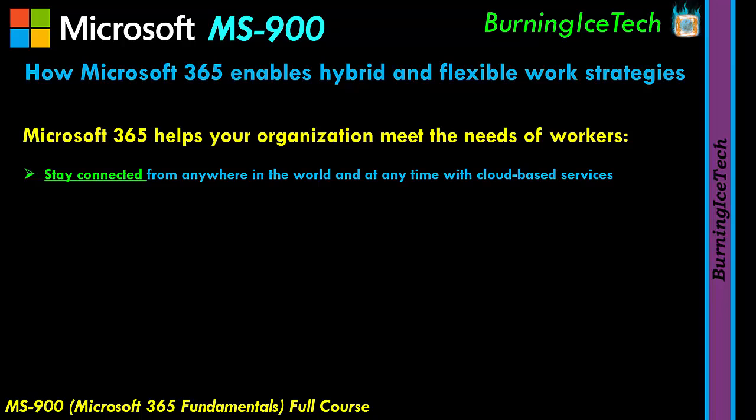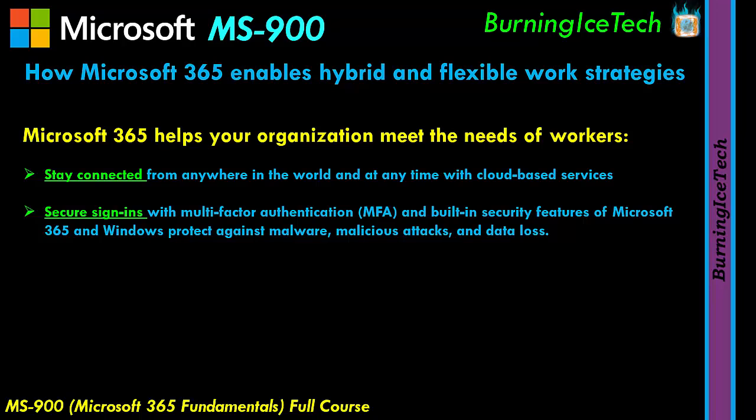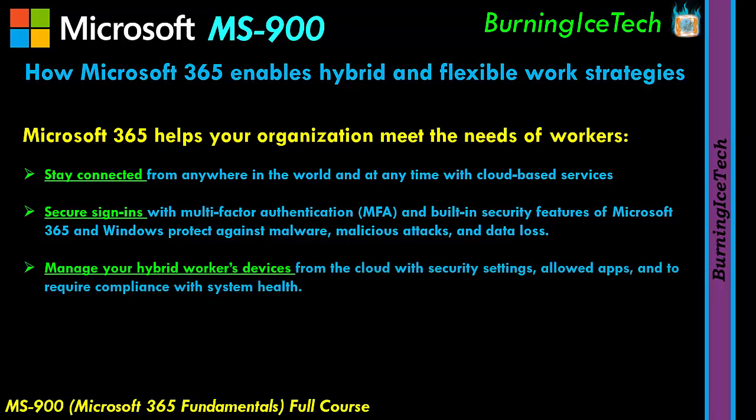Your workers are able to access cloud-based services and data in the Microsoft 365 subscription. Your workers are also able to access organizational resources such as those offered by on-premises application data centers. Microsoft 365 also gives us secure sign-ins with multi-factor authentication, and built-in security features of Microsoft 365 and Windows protect against malware, malicious attacks, and data loss. Microsoft 365 gives you the ability to manage your hybrid workers' devices from the cloud with security settings, allowed apps, and to require compliance with system health.